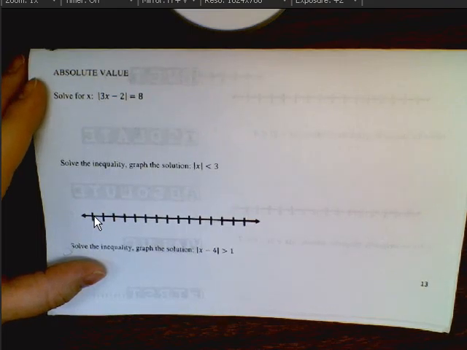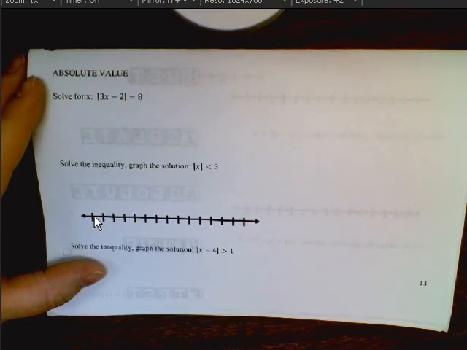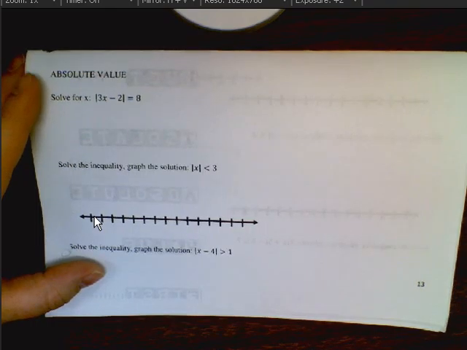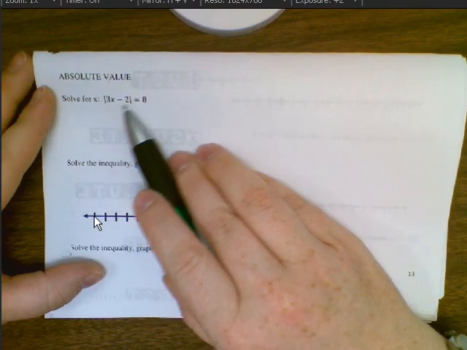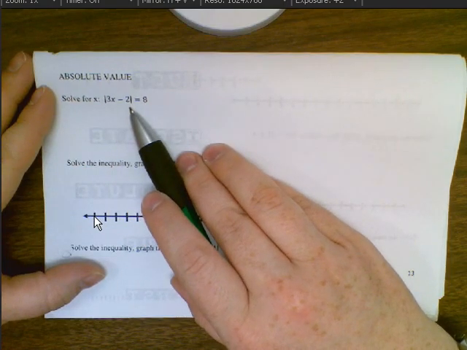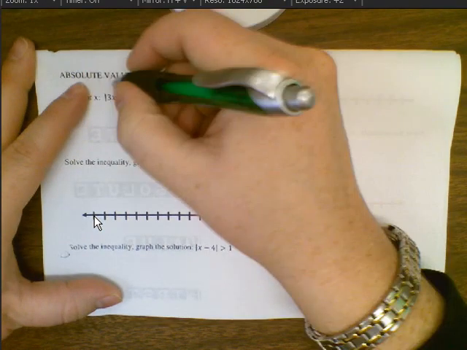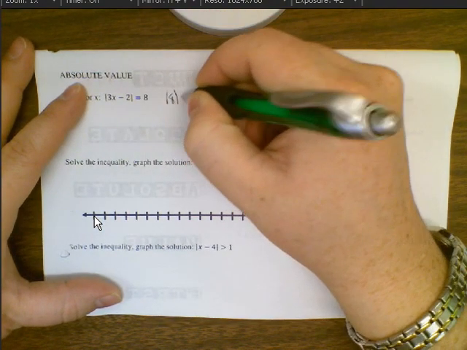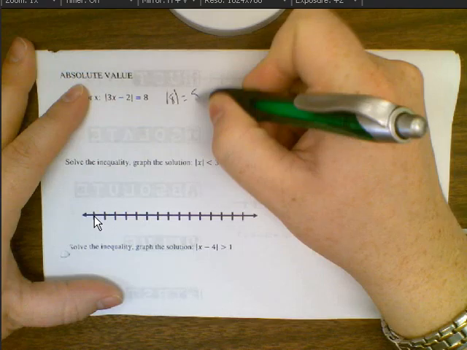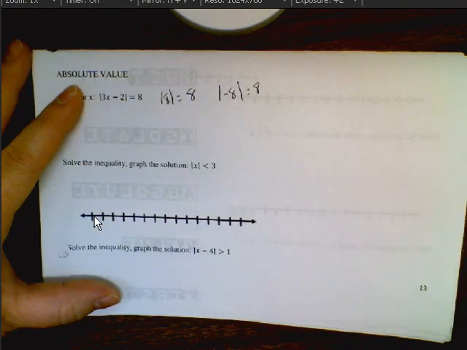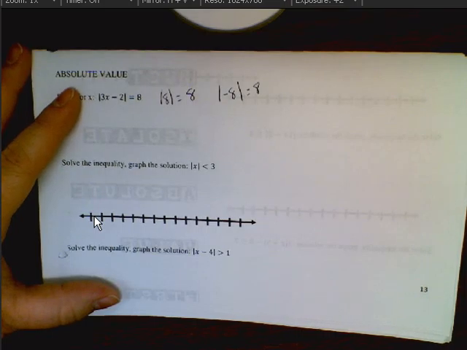If you remember when we were working on our PEMDAS section, we talked about absolute value meaning the distance from 0. So whatever number you get in this absolute value, it's going to come out positive. Whether that number is positive 8, the absolute value of positive 8 is 8, and the absolute value of negative 8 is also 8, because both are 8 places away from 0.